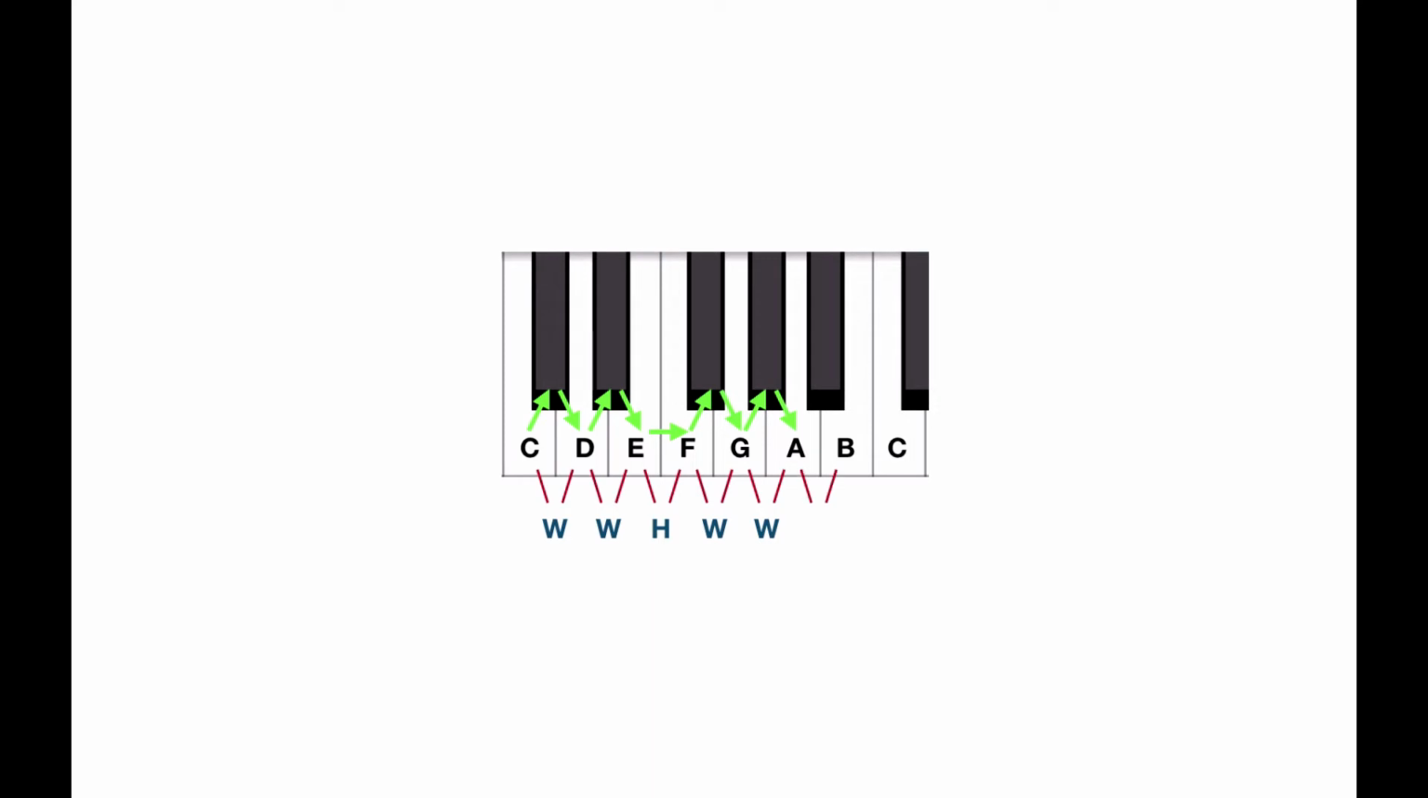A to B is the same. Let's count 1, 2. That's a whole step. Pop that in there as a W. And lastly, we have B to C, and that is just 1 half step. So let's put H here. And there is the formula: whole, whole, half, whole, whole, whole, half.